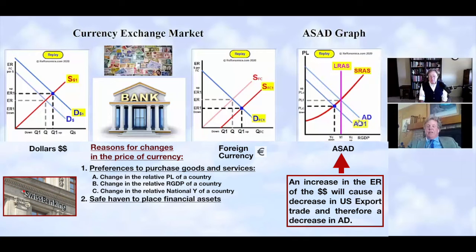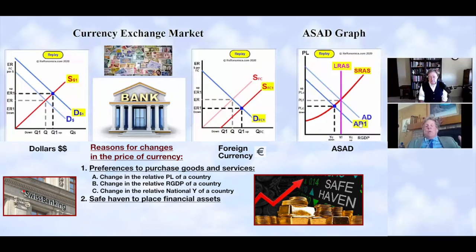Aggregate demand is going to decrease, causing some sort of output gap. So a stronger dollar, like you said earlier, it depends. Is that good or bad? It depends. In this situation that we're looking at, it causes an output gap when we were at full employment.